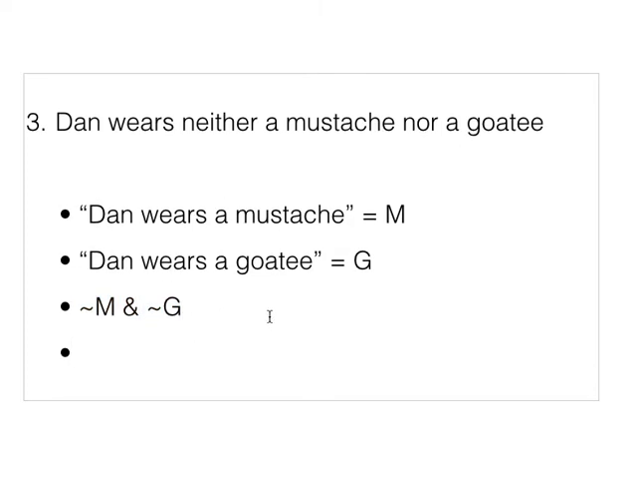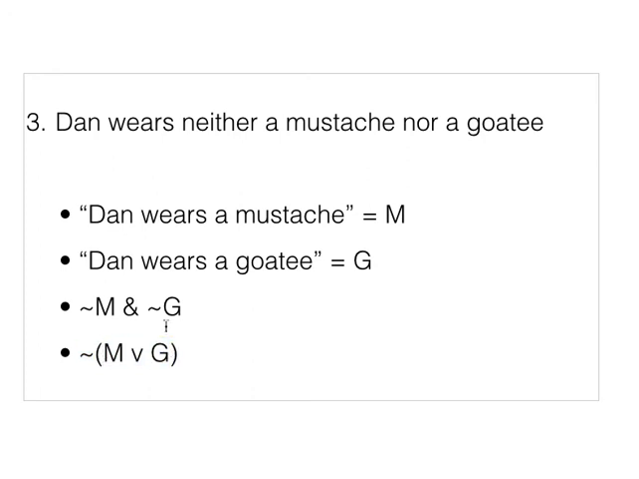Another way we could do that same sentence is like this. We could think of it as a negation of a disjunction, like this. So this says, again, it's not true that Dan wears either a mustache or a goatee. So this not, which is the main operator here, is saying that this disjunction is false. So the disjunction says either he wears a mustache or a goatee. The negation says it's not true that he wears either one.